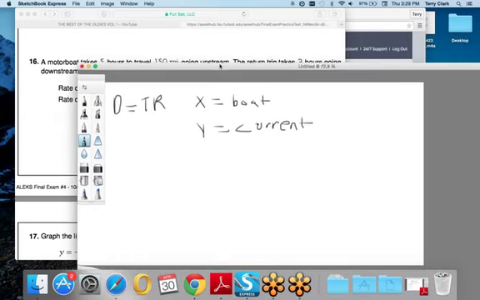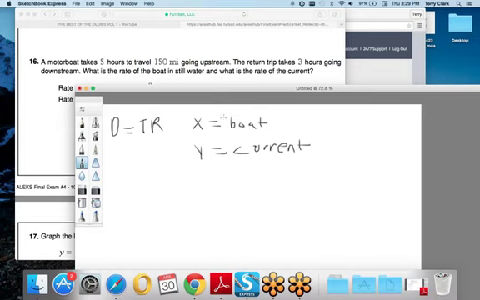Okay. All right. So it says that a motorboat takes 5 hours to travel 150 miles upstream. And then it says the return trip takes 3 hours downstream. What is the rate of the boat? And what is the rate of the current?